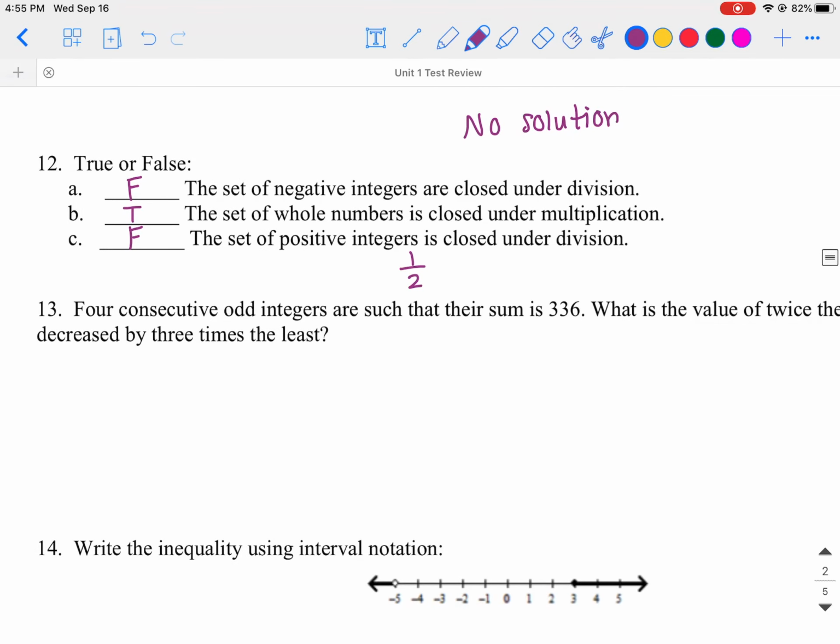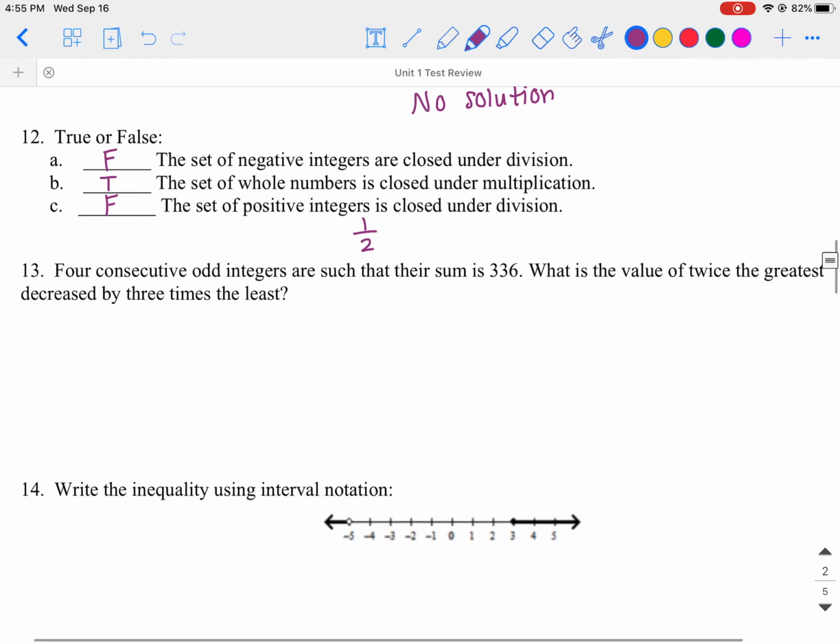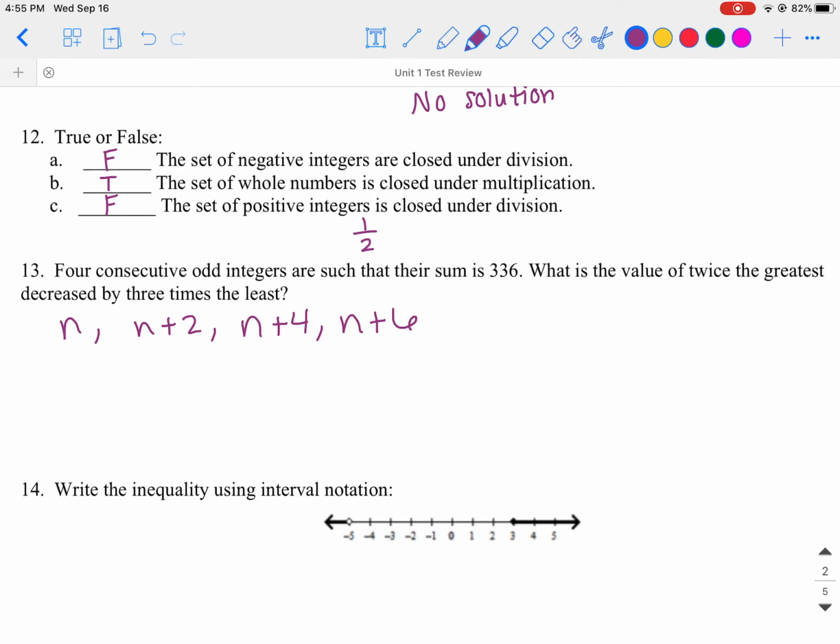4 consecutive odd integers are such that their sum is 336. So we have n, n plus 2, n plus 4, and n plus 6. Their sum is 336. So if you add them all up, you have 4 n's, and add up all the numbers, 2, 4, and 6 added together makes 12. So now if I subtract 12 and divide by 4, I get n to be 81.